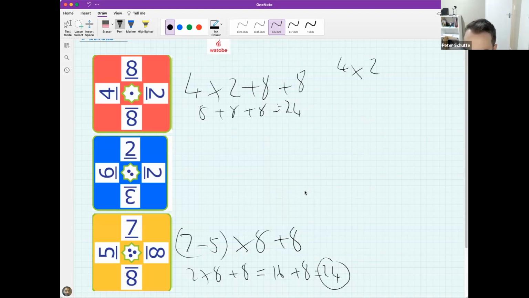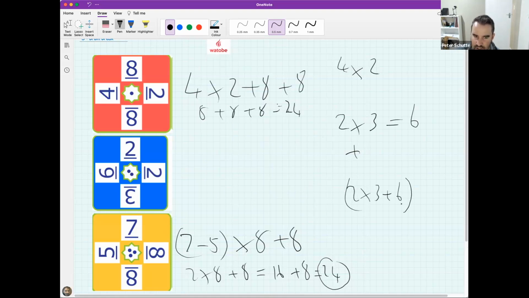For the blue, 2 times 3 is 6 plus 6. Oh, I see. 2 times 3 plus 6, which gives us 12, which is in a bracket, and then times by 2 at the end, which would give us 12 times 2, which is 24 for the blue one.